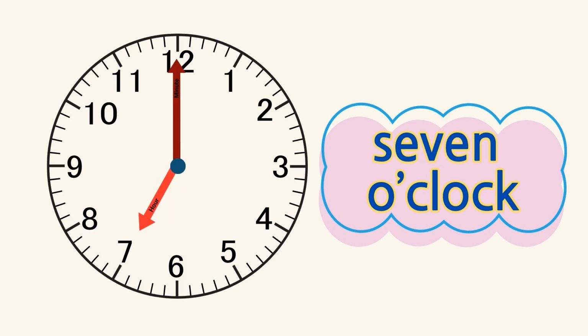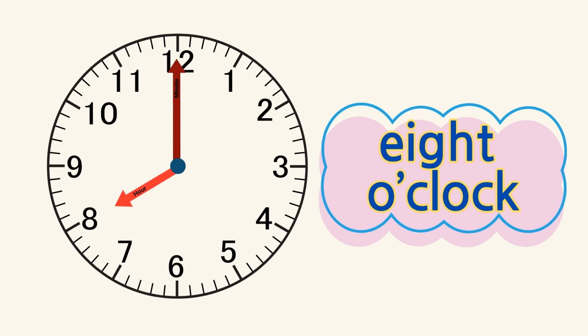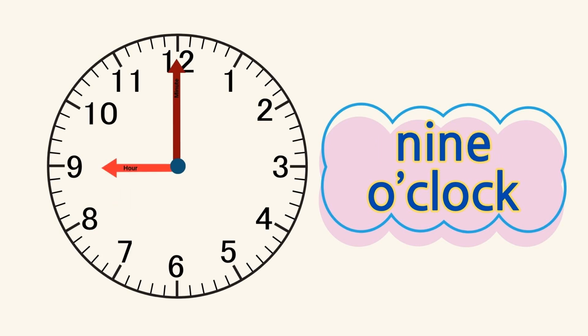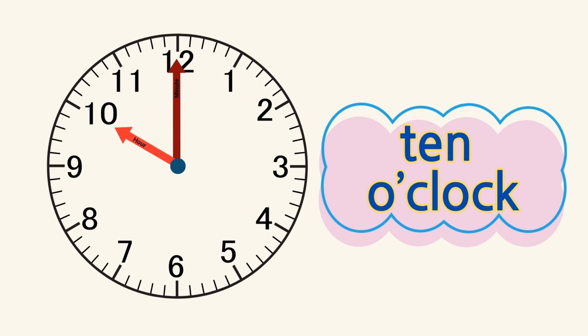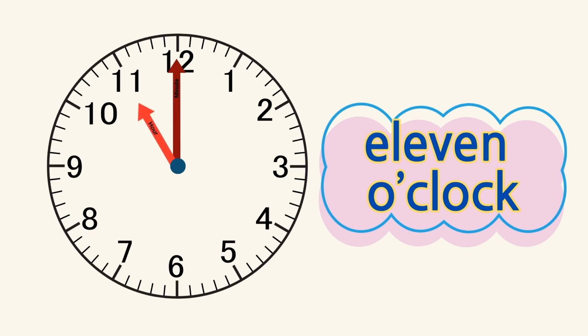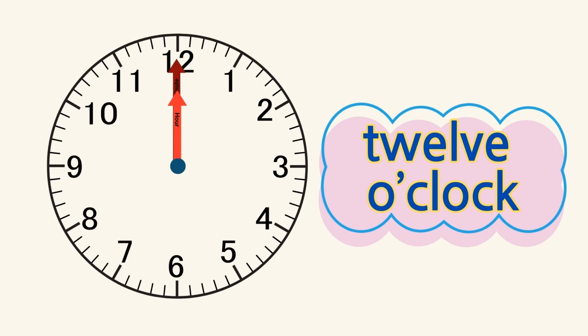If the short hand is on 7, it's 7 o'clock. If the short hand is on 8, it's 8 o'clock. If the short hand is on 9, it's 9 o'clock. If the short hand is on 10, it's 10 o'clock. If the short hand is on 11, it's 11 o'clock. If the short hand is on 12, it's 12 o'clock. Let's have fun with the clock.